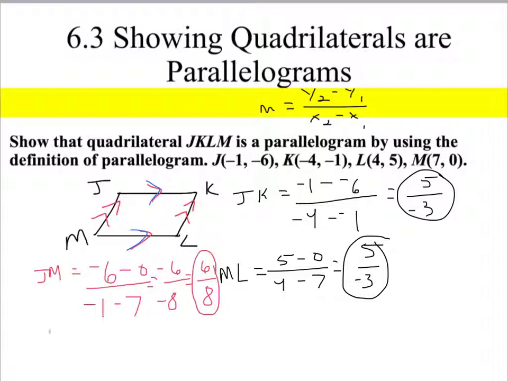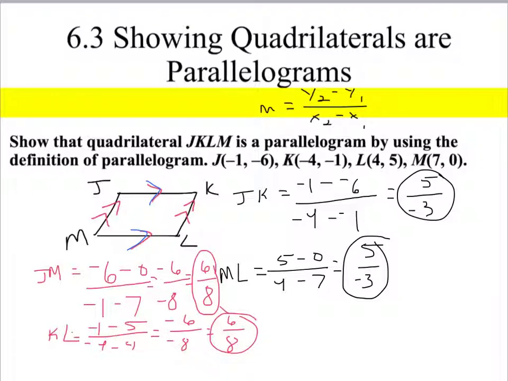How about KL? Okay, KL, my slope is going to be -1 minus 5 all over -4 minus 4. Here on top, I have -6 over -8, which is the same thing as 6 over 8. Are those the exact same? Yes, they are. So that shows me that both opposite sides are parallel because of their slopes. Okay, so JKLM is a parallelogram by its definition.